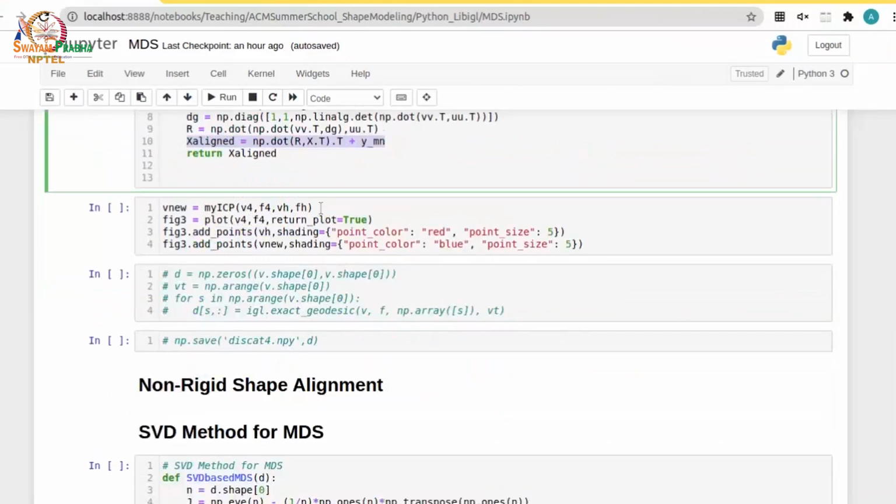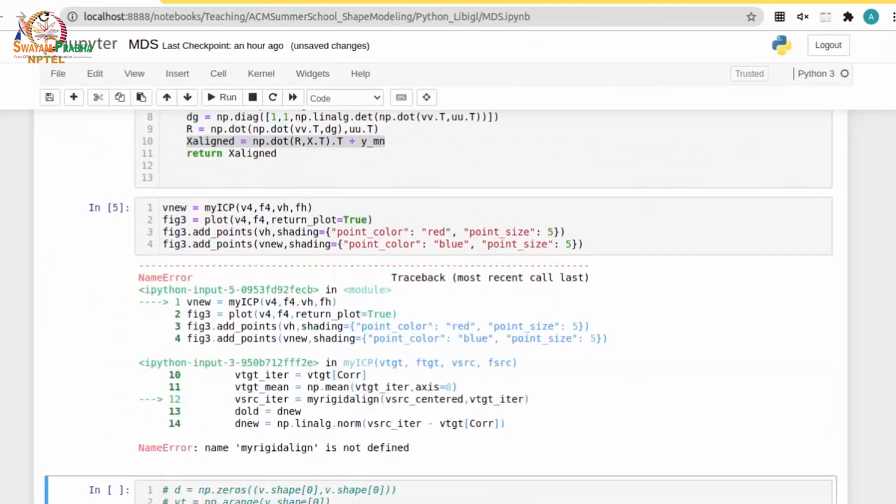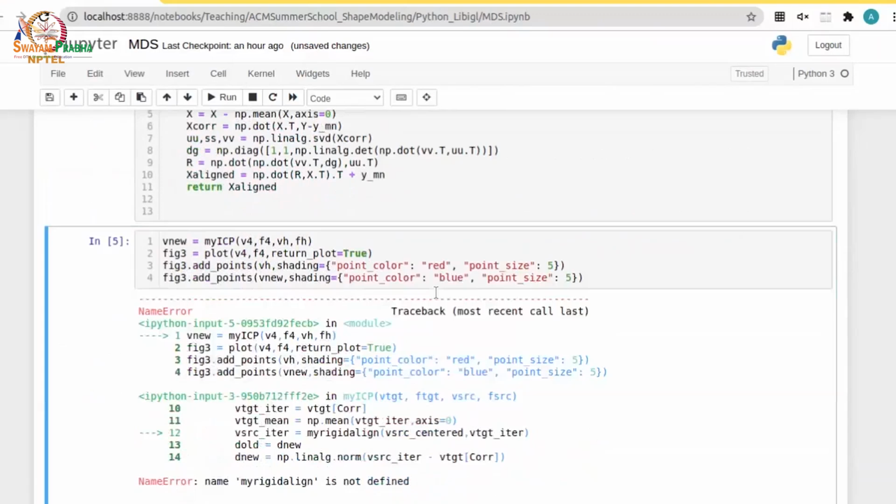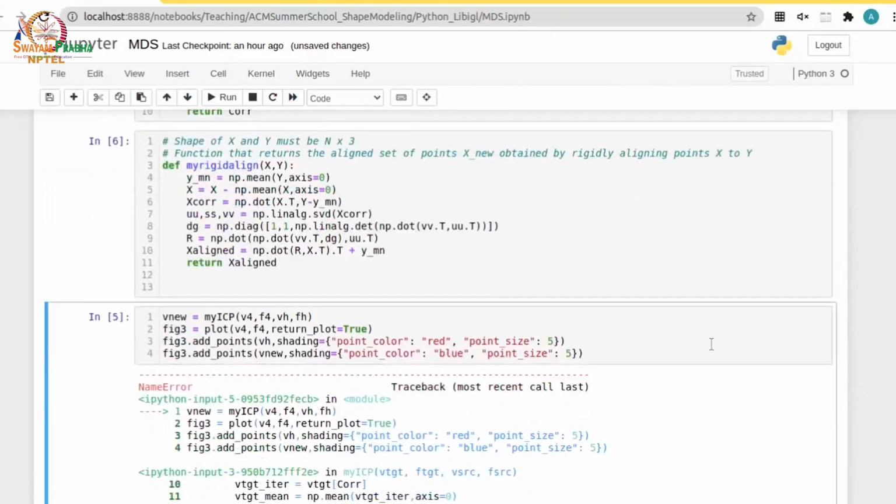Basically, you have to write the main myICP function. I've also described the steps in some detail in the notebook shared with you. Let me just run and display the results. I didn't run this. Once again, I claim my functions that I've written are not necessarily optimal due to Python.